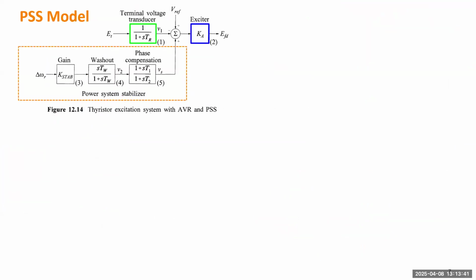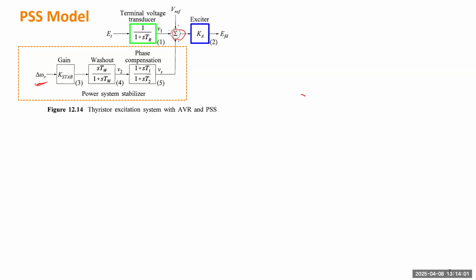This is the real PSS model. So the input is the speed deviation. The output will go to this sigma, which is just around the exciter. It is just added to the other voltage control signal to the exciter.